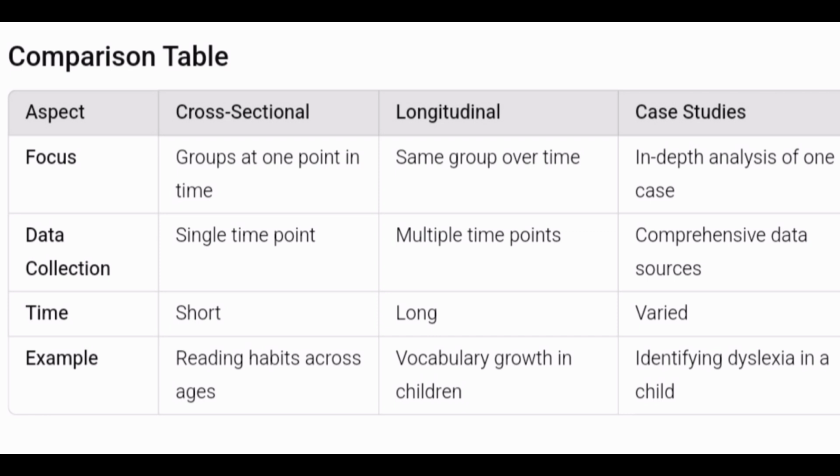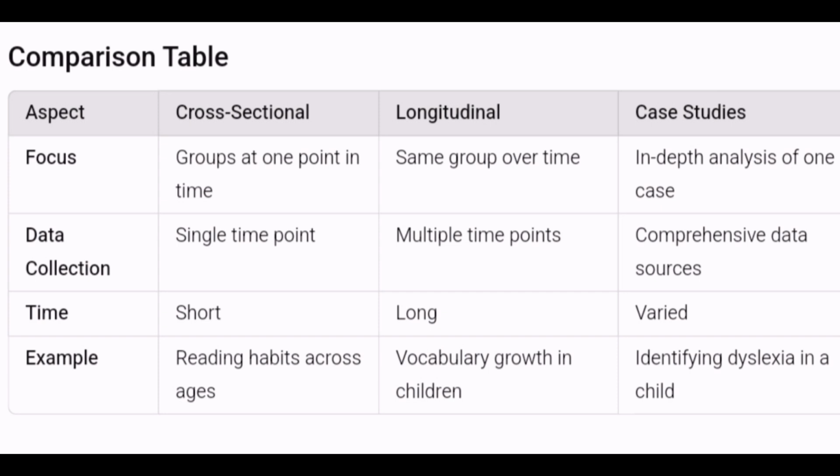But when we talk about longitudinal method of study, vocabulary growth in children. So here we see a small child who is 6 years old, how much vocabulary she has. Then when she is 10, how much vocabulary she has. Then when she is 15, how much vocabulary she has. So this is the longitudinal way of study.